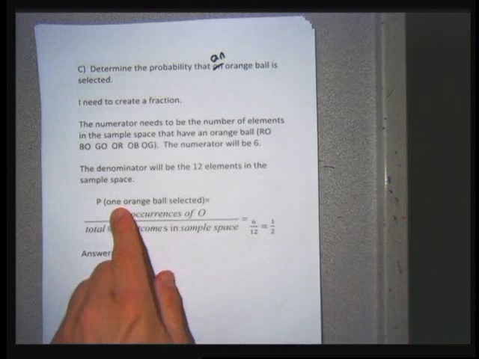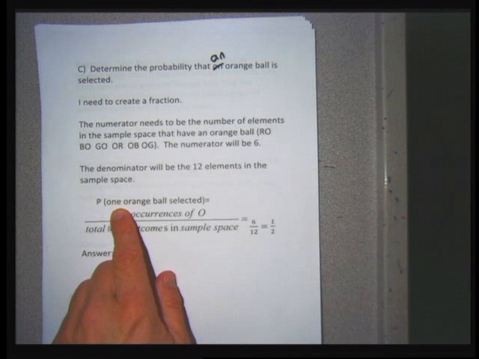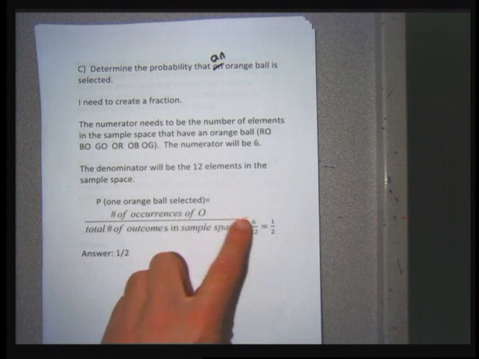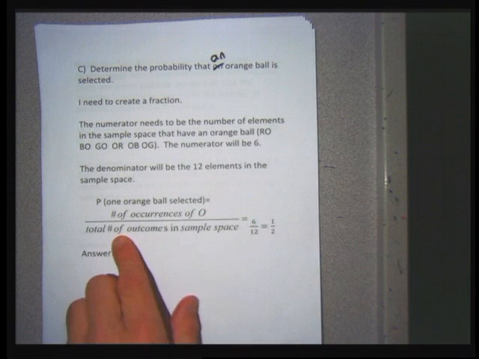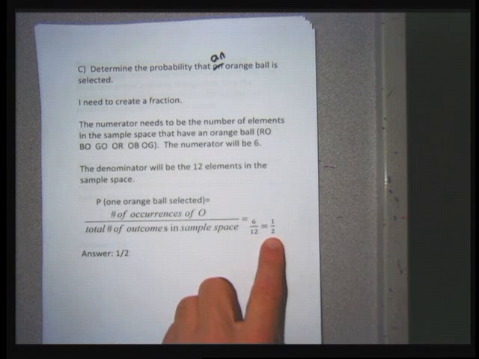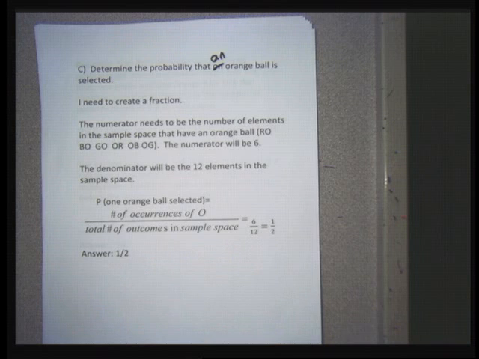So the probability that one orange ball is selected is, in the numerator, the number of items in the sample space with one orange ball, which is 6. The denominator, the number of outcomes, or the size of the sample space, is 12. So it's 6 over 12, which reduces to 1 over 2.